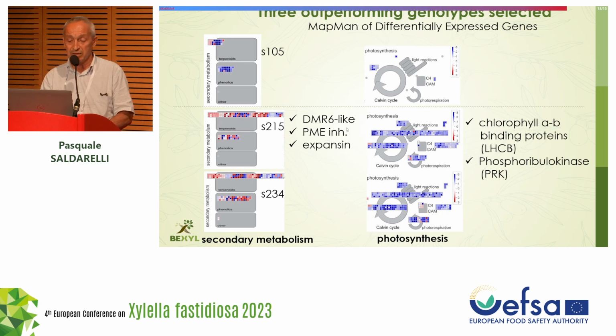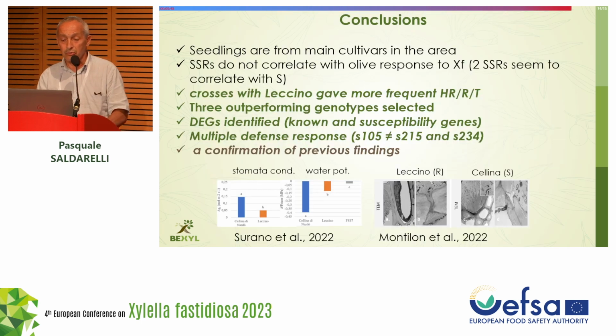It's a known susceptibility gene which has also been engineered in grape, for example. So our conclusion is that the seedlings that we collected are mainly from the main cultivars in the area. We do not find a correlation between the olive response to Xylella fastidiosa and the SSR profiles. The crosses of these seedlings with Leccino gave more frequent highly resistant and tolerant phenotypes. Three outperforming genotypes have been selected, and they are the subject of more studies and also propagation.